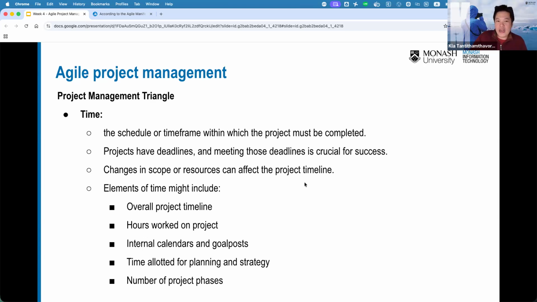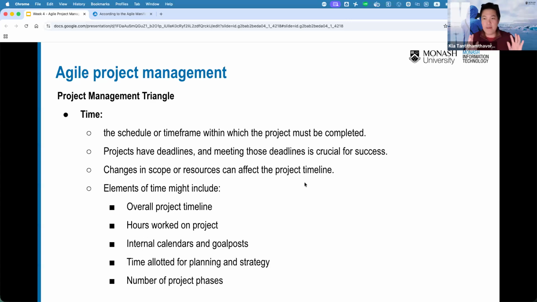Projects also have deadlines and meetings. Those deadlines are really crucial for success. Definitely, if we don't have deadlines, then we don't have the due date for when we need to deliver the piece of software, right? So that's why meeting the deadline is really important. Change in the scope or resources can affect the project timeline.